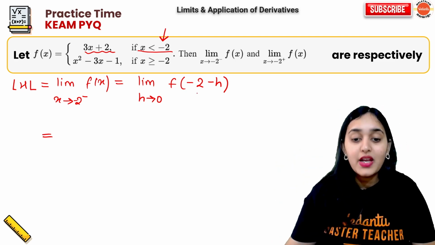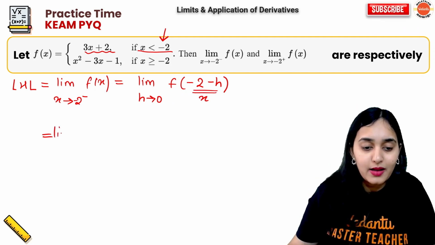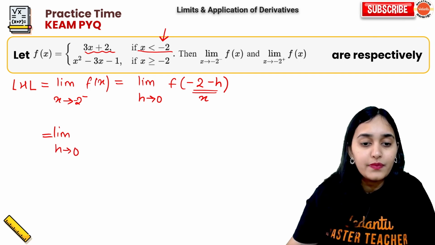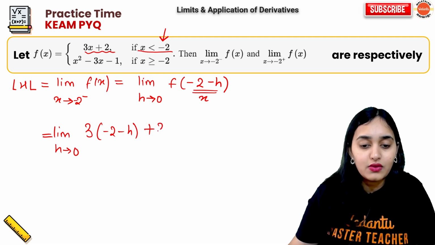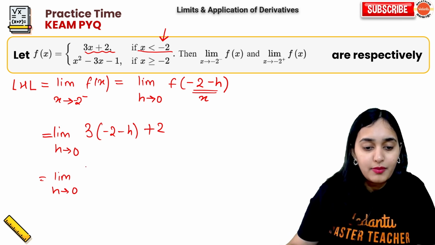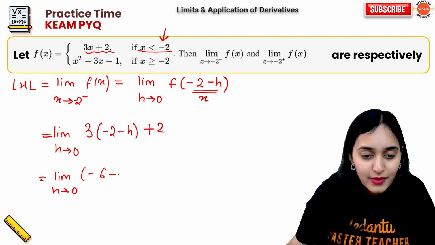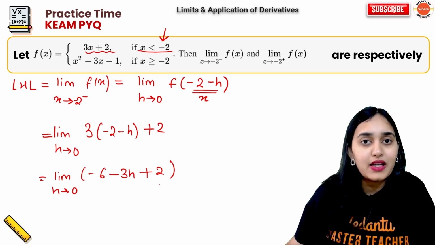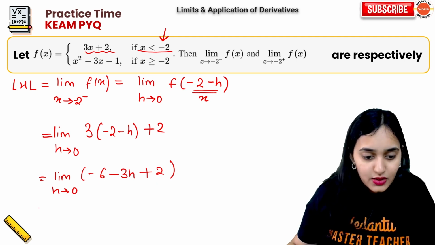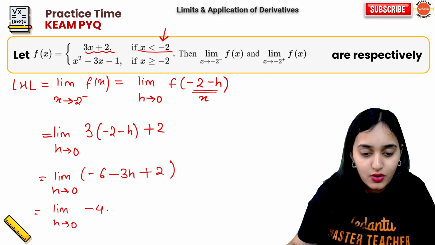So this is the formula. Now just put x is equal to this. So what do you get? You get limit h tends to 0. In this function we put 3 into minus 2 minus h plus 2. So it will be limit h tends to 0. Open the brackets, 3 2s are 6 and minus 3h plus 2, minus 6 plus 2 is minus 4. So you have limit h tends to 0 of minus 4 minus 3h.